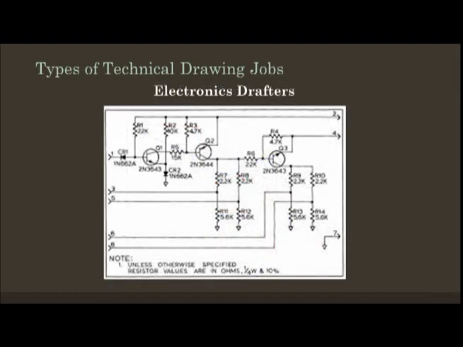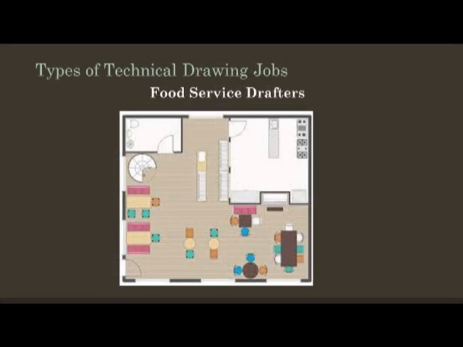Then we have our electronic drafters. Electronic drafters draw schematics of circuits and circuit boards for equipment and devices such as stereo equipment and computers. For instance, an electronic drafter might draw the manufacturing plans for a stereo receiver's circuitry. Here we have an example of a circuit.